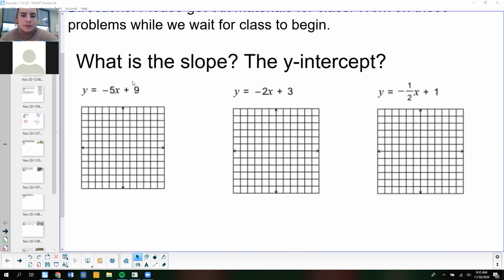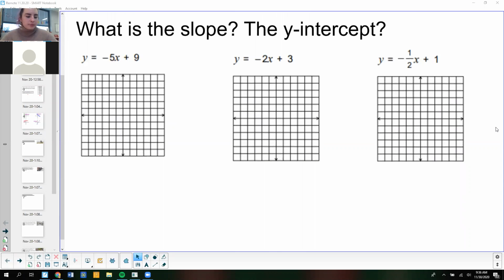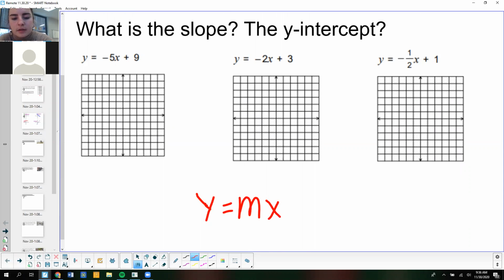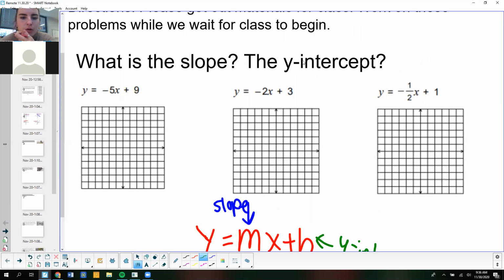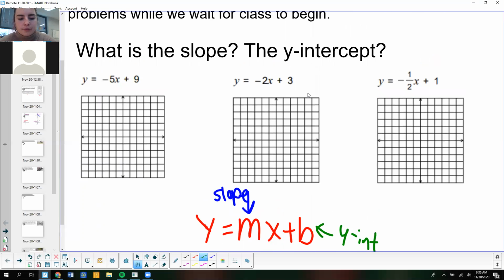So here we have: what is the slope and what is the y-intercept. Just as a review, we've talked about this slope-intercept form before. So y equals mx plus b, where the m is your slope and then b is your y-intercept. So what is the slope? What is the y-intercept? I just wanted you guys to work independently on this.